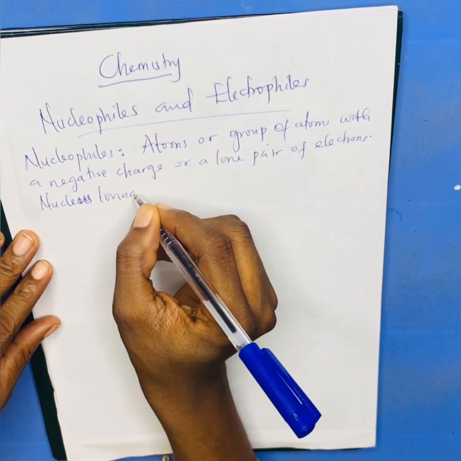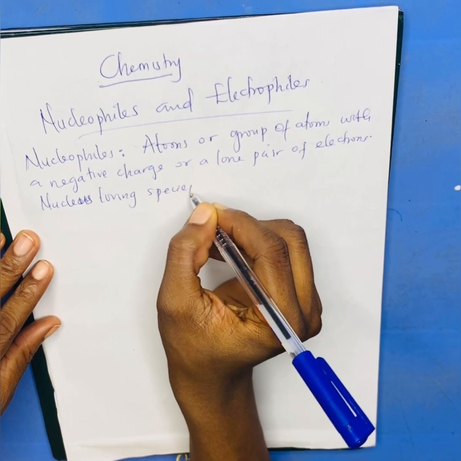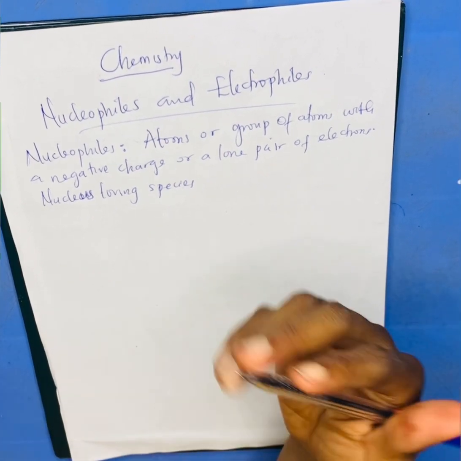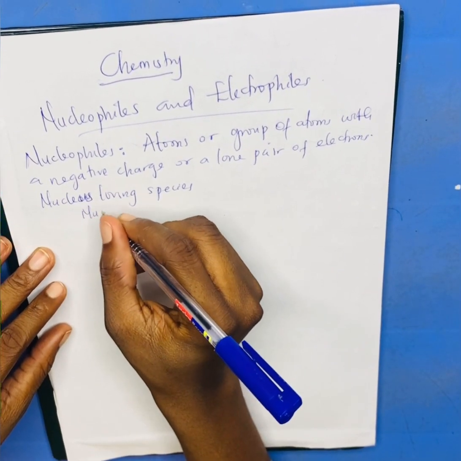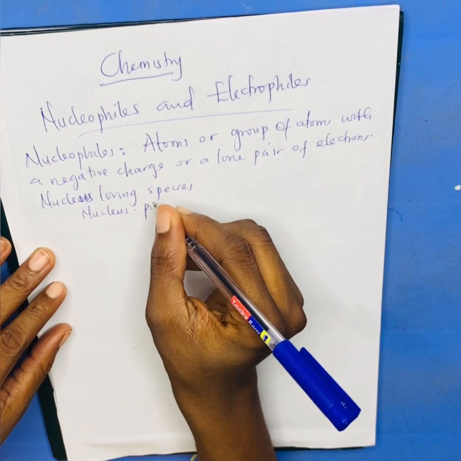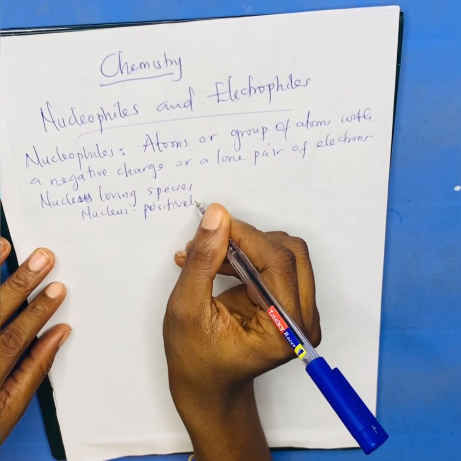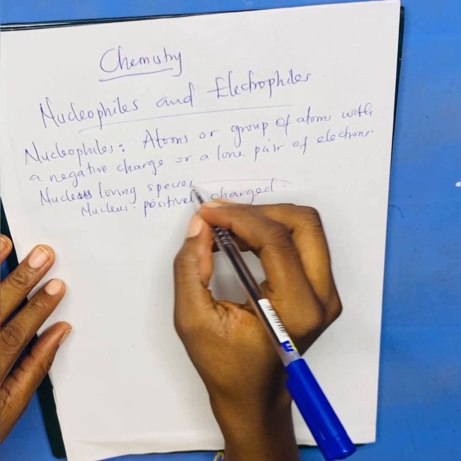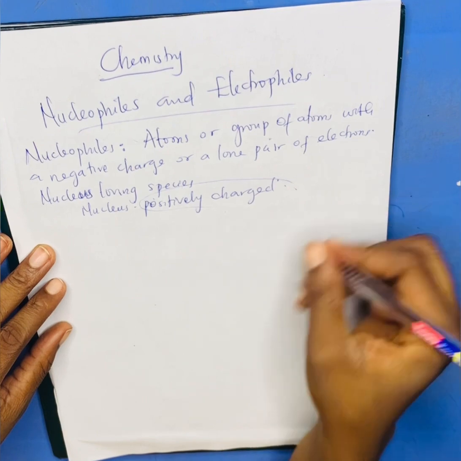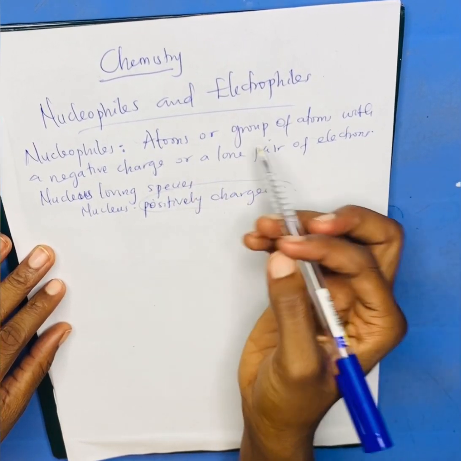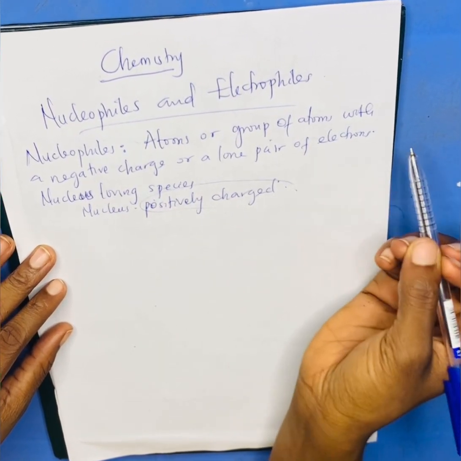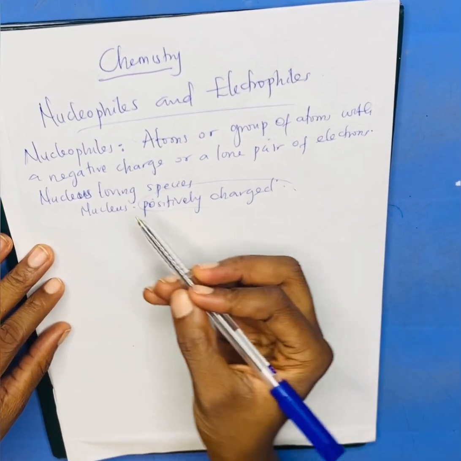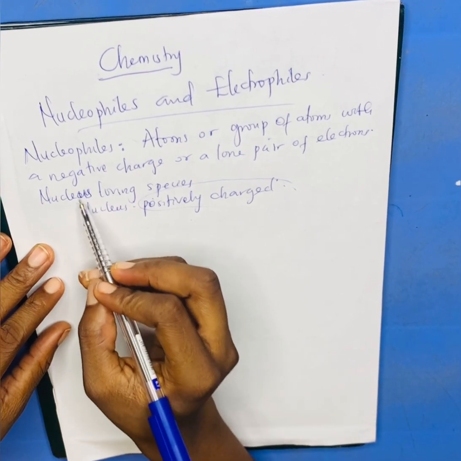They are called nucleus-loving species, hence where they got their name from, nucleophiles. So they love nucleus, and we all know that nucleus is positively charged. So anything that would like this positive charge has to be negative. So that's why we say that nucleophiles are atoms or group of atoms with a negative charge. The fact that they have negative charge makes them love nucleus that has a positive charge.